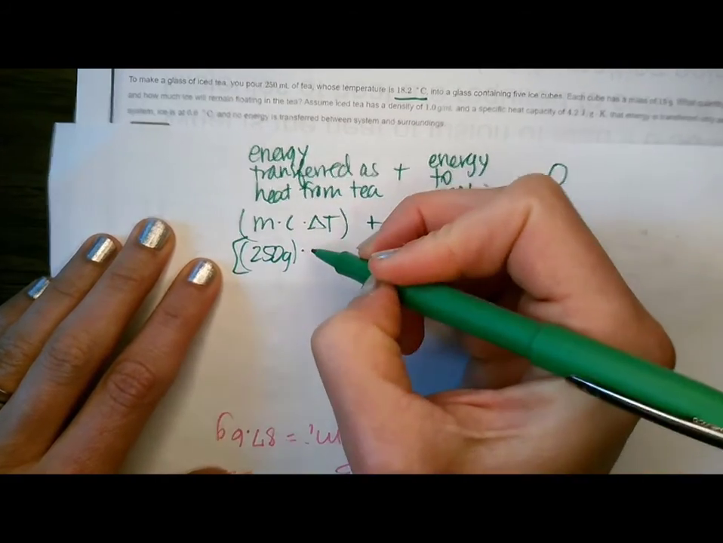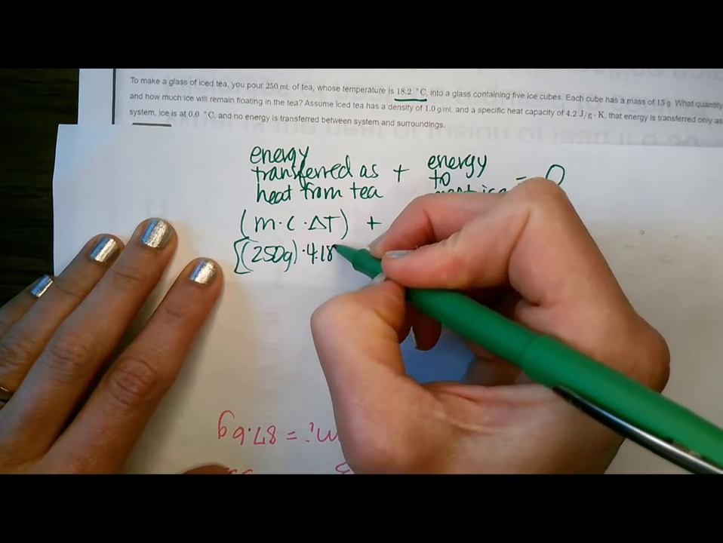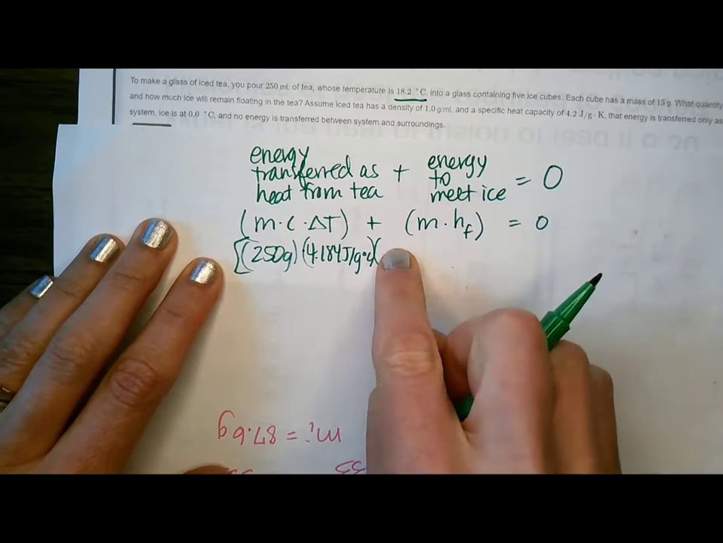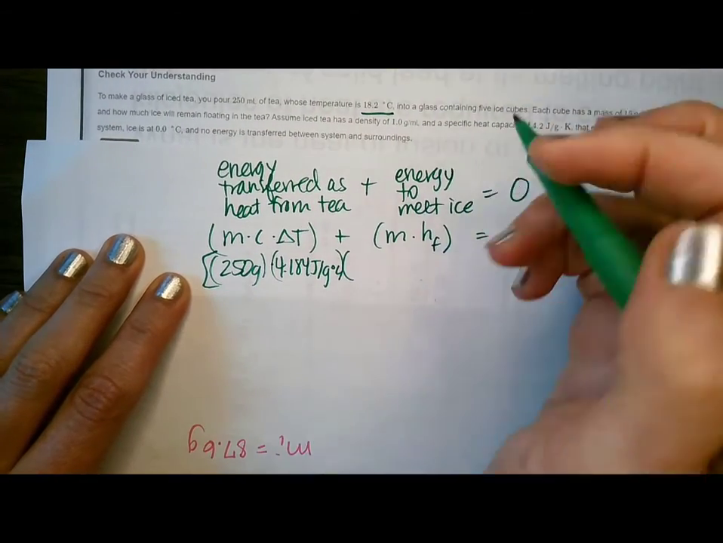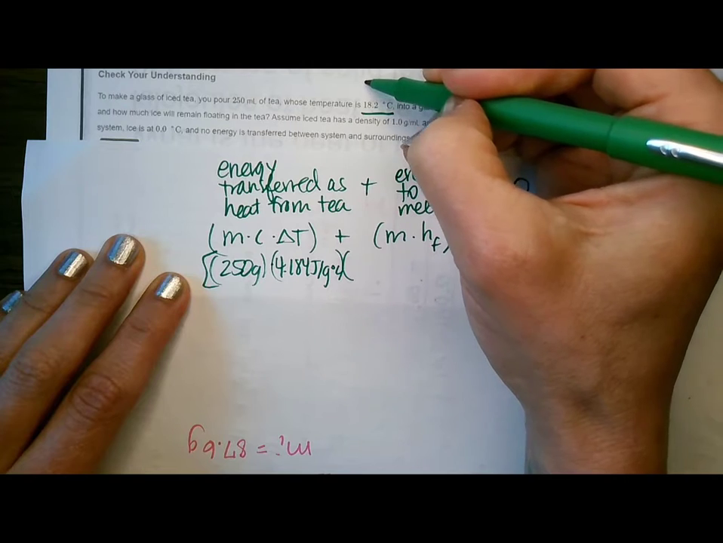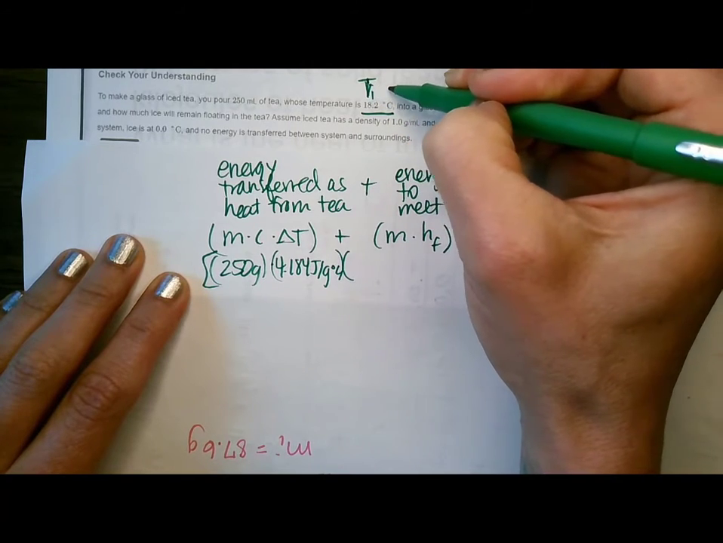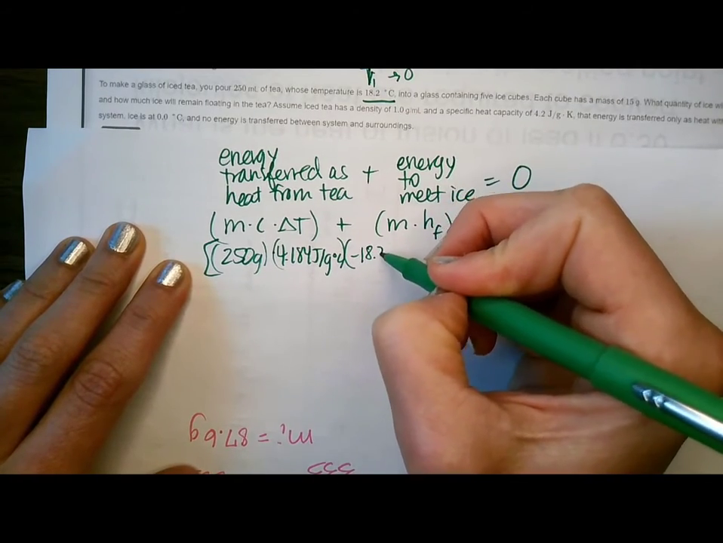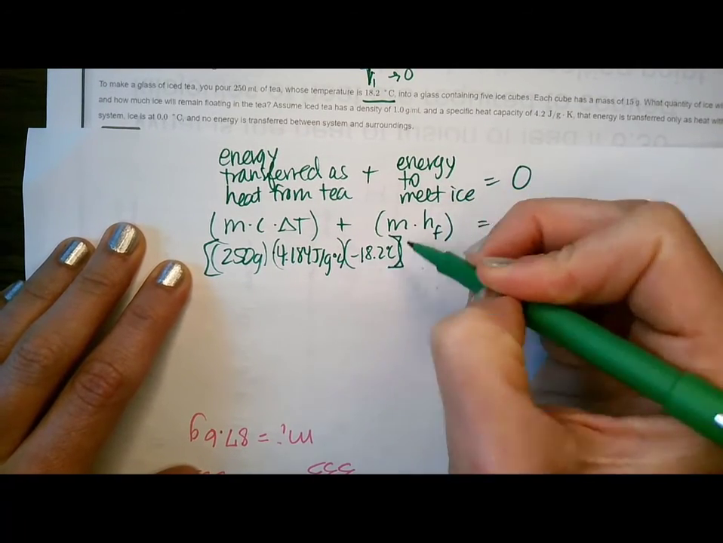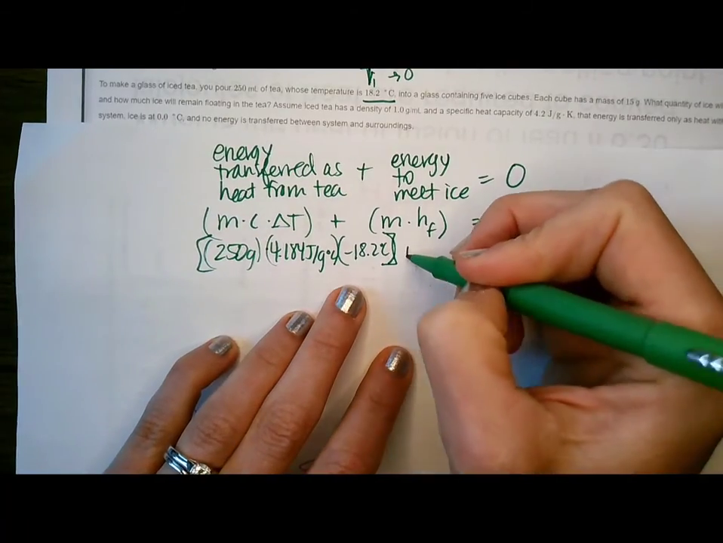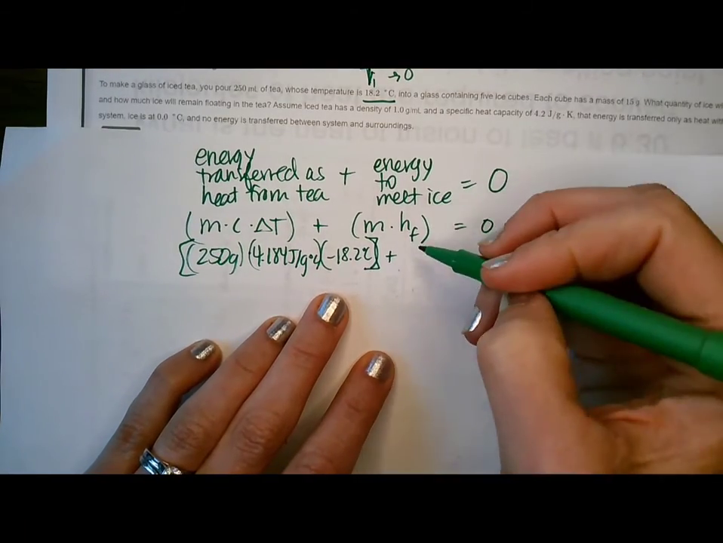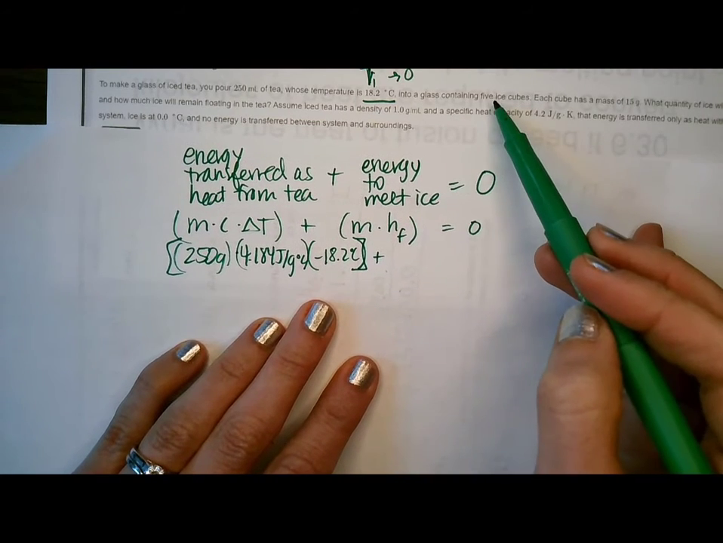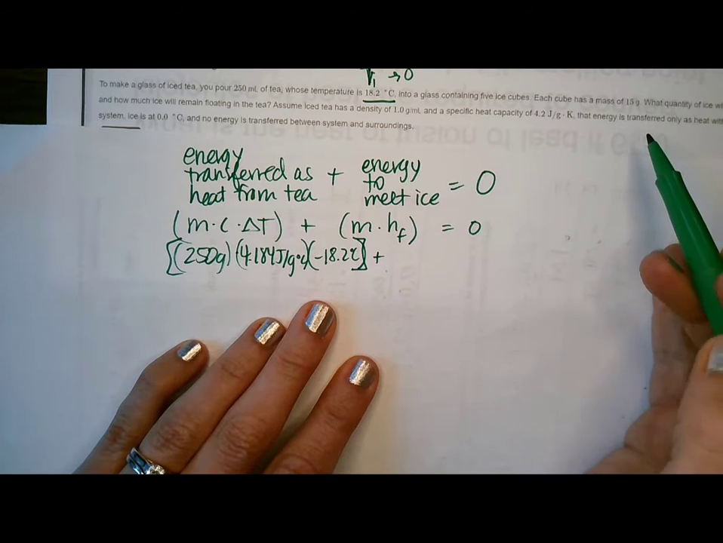Times specific heat of water, 4.184 joules per gram degree Celsius. Change in temperature, final. Again, we started at 18.2. This was my initial. We're going to 0. So 0 minus 18.2 would be negative 18.2 degrees Celsius. That's my delta T. Plus, now, we were told that we started off with 5 ice cubes, each one with 15 grams.